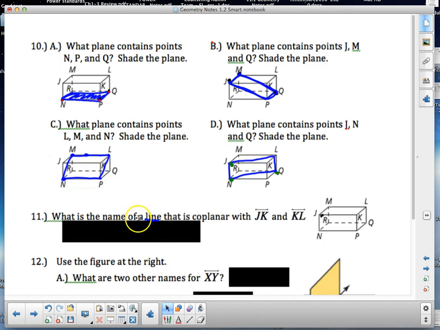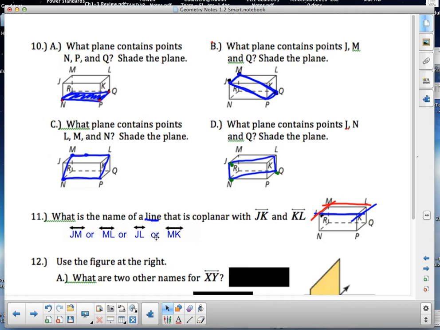Now, what's the name of a line that is coplanar with line JK and line KL? So they're saying line JK and line KL are in the same plane as another line. So let's look at this. Line JK, line KL. Okay, so couldn't I say, hey, look, line ML and line JM are in there, so those are possibilities, and reversing them is a possibility. And I could even look at diagonals. I put in diagonals here. The diagonals going through here and through here, they'd be in the same plane.